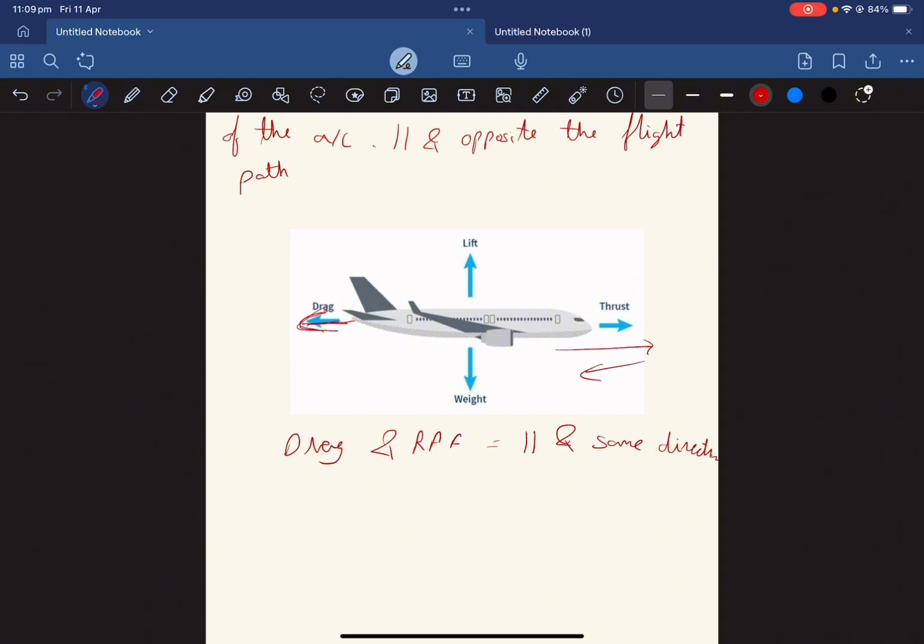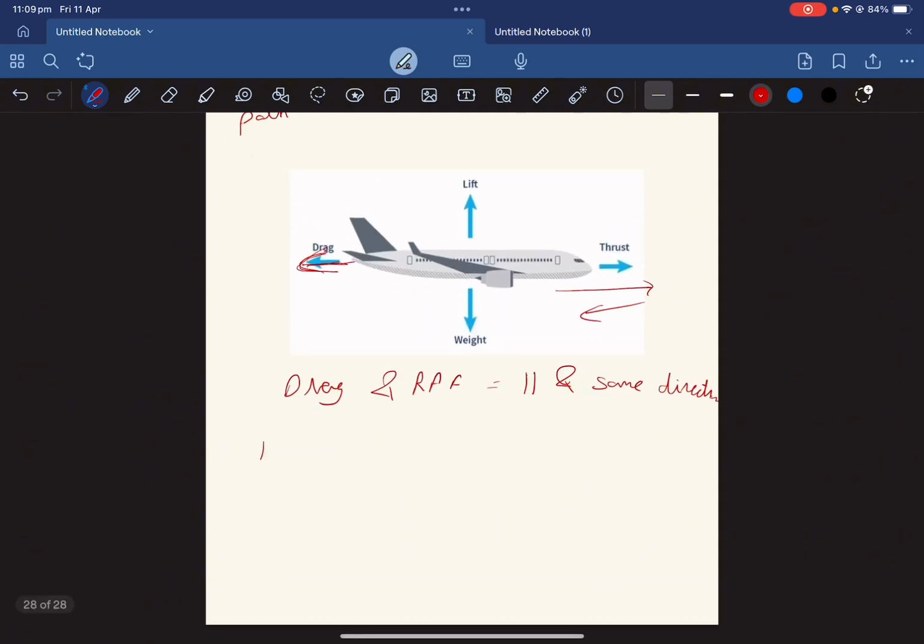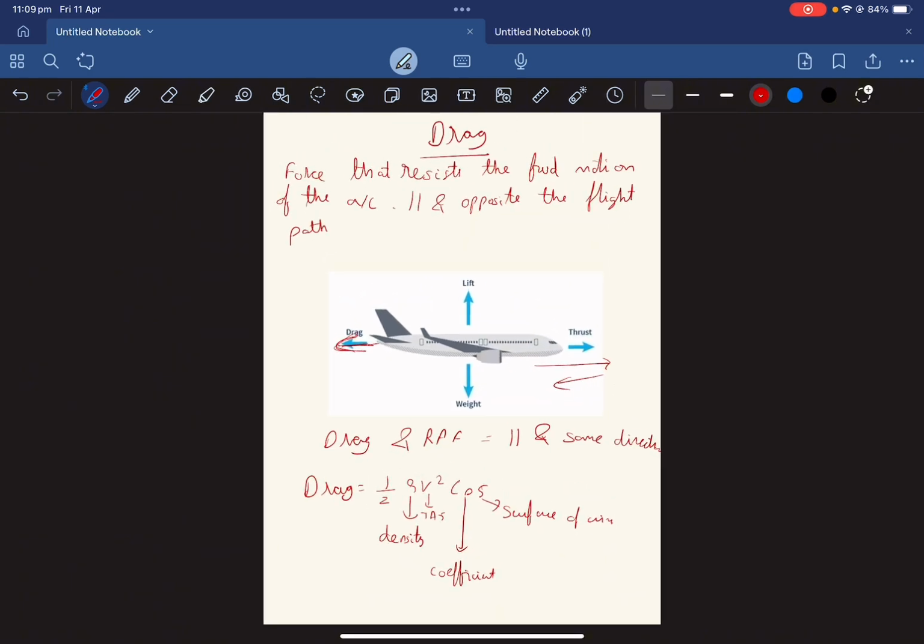Let's go ahead and study the formula for drag. The formula for drag is the same as the formula for lift. From the previous video, I'm sure you know the formula for lift. It's half rho v squared S. Here, instead of CL, it's going to be CD. Everything else remains the same. Rho is the density of the air, CD is the coefficient of drag, and S is the surface area of your wings. I hope this makes sense.